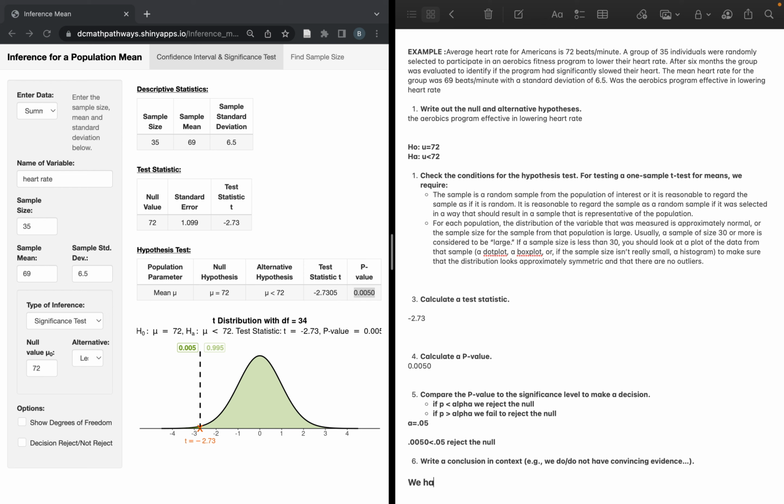So we have convincing evidence that the average heart rate is lower than 72 beats per minute. So there is evidence that the aerobics program was effective in lowering the heart rate. And that is how you do inference for a population mean for a one-sample t-test.